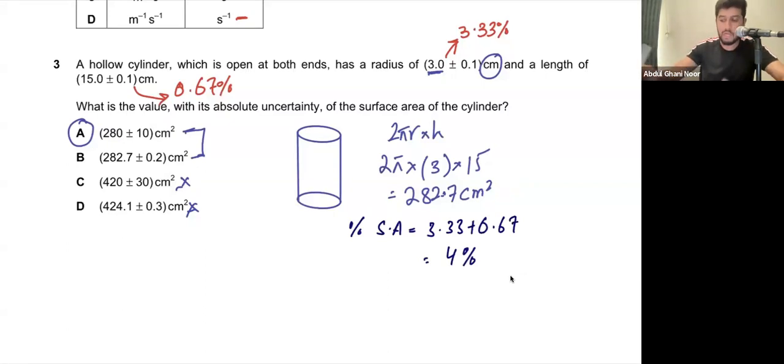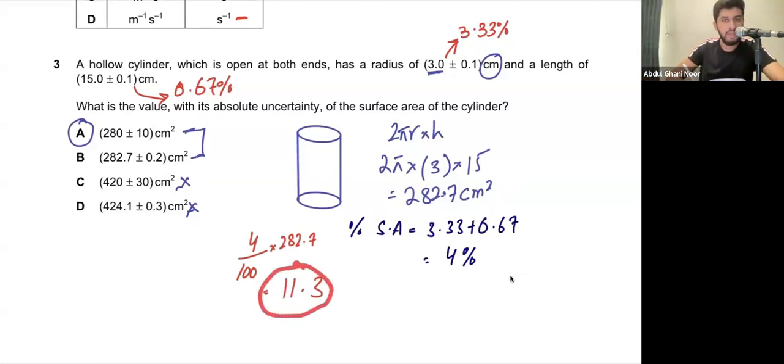Okay, so let's find out 4% of 282.7. 4 upon 100 into 282.7. What does that give us? And that gives me 11.3. See, error is always rounded off to one significant figure. So 11.3 rounded off to one significant figure becomes 10. So that becomes 10 for you.